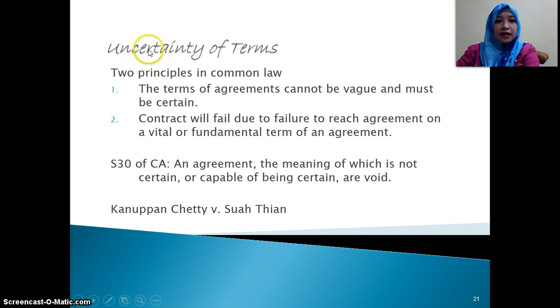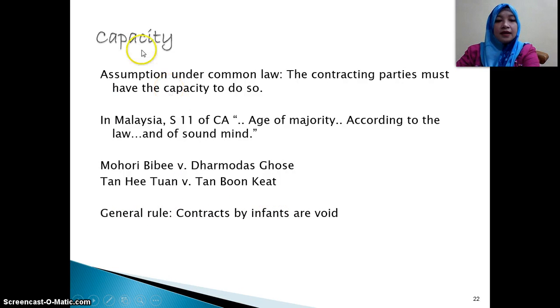The next element is uncertainty of terms. There are two principles in common law. The terms of an agreement cannot be vague and must be certain. Secondly, a contract will fail due to the failure to reach agreement on a vital or fundamental term of an agreement. According to Section 30 Contract Act, an agreement, the meaning of which is not certain or capable of being made certain, is void. Refer to the case Kanapan Chetty versus Swah Tian.